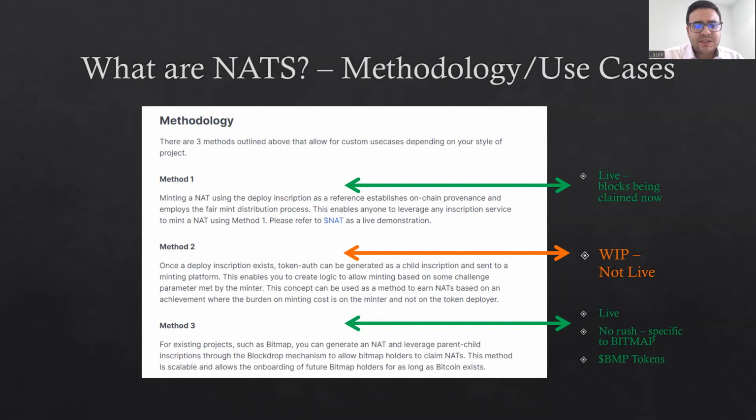Method 3, as you can see, is also live, but as the Block Runner guys said in their video, this is something as bitmap holders that we can basically claim BNP tokens, using a similar method. But that's not the purpose of this video. We're not going to go into that. And then this method 2, which is about child inscriptions. Again, that seems to be a work in progress, so I haven't really got too much to go on that just yet.